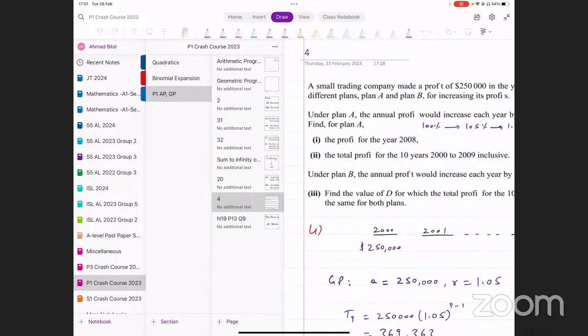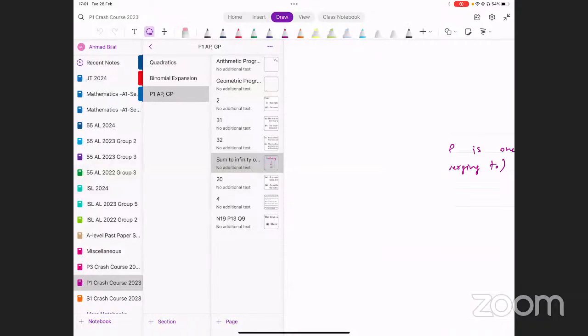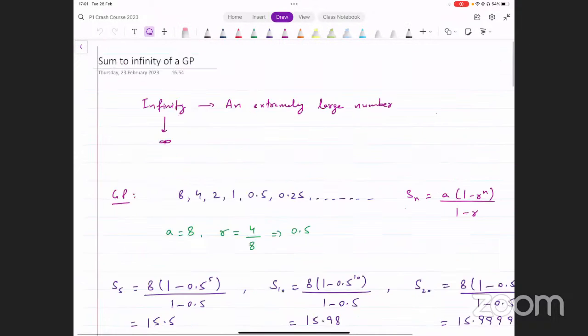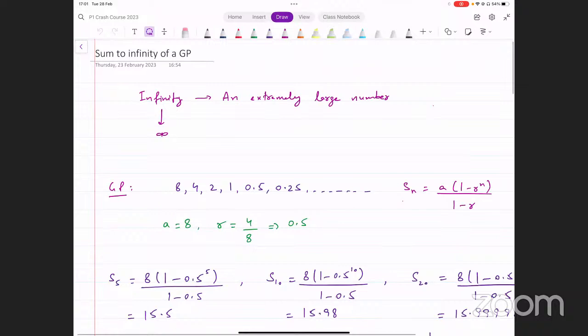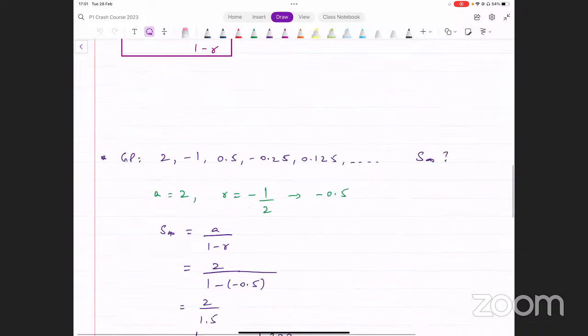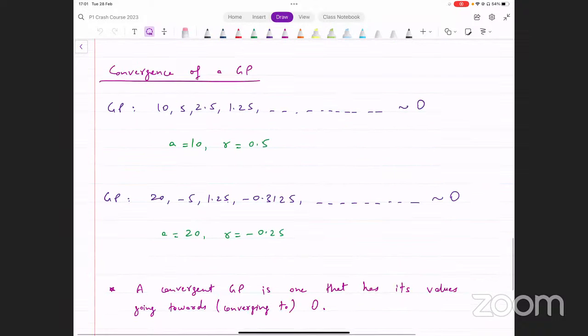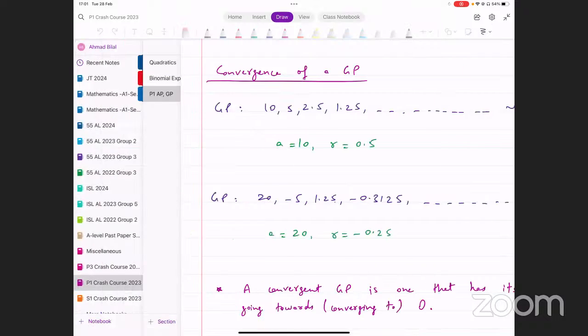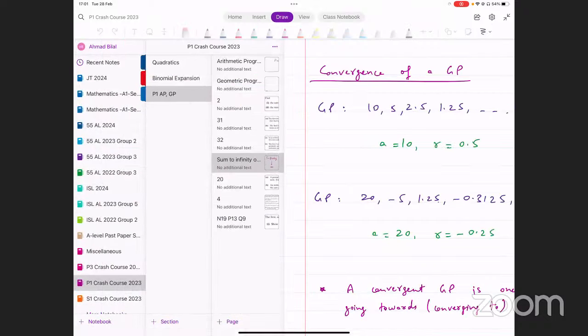Let's begin. In our last session, we did a few practice questions on sum to infinity. We discussed the idea of sum to infinity and convergence of a series. We talked about sum to infinity, we talked about convergence of a GP, and then we did a couple of questions after that.